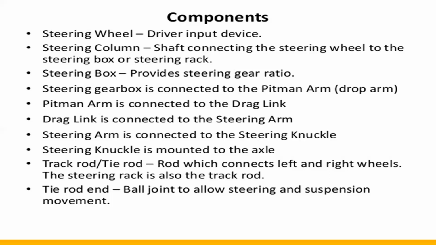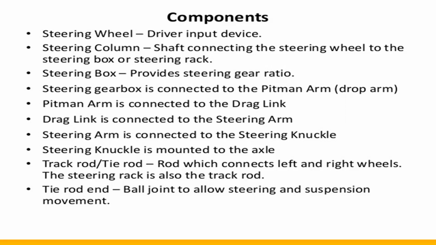So these are the different components connected to the steering system. These are the main components in the steering system. The first one is the steering wheel, which is the driver input device. The input is given in the hands of the driver. The driver rotates the steering wheel, and the rotary motion is converted into an angular movement of the wheels. So this is the motion we get on automobile vehicles, from the driver input device, the steering wheel.